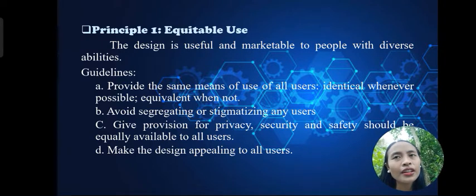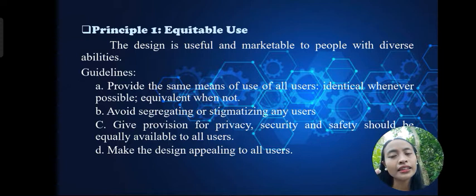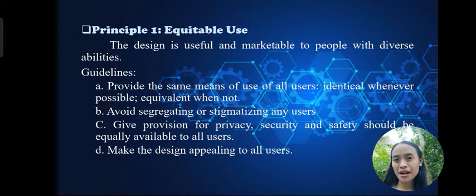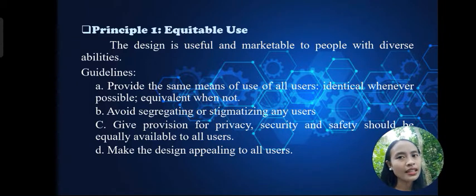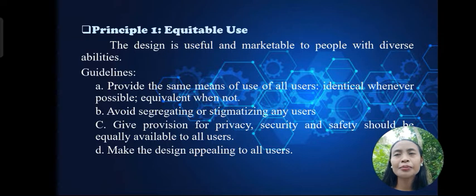In providing the means on paano ito magagamit, in the best possible way, dapat siya ay identical. Kung paanong nagagamit ng isa nating estudyante, the same way na magagamit ito ng isa pa nating estudyante. However, if that is not possible, hindi man magkatulad na magkatulad, dapat is magkatumbas. Meaning, yung pagkakagamit ng isa nating estudyante, iba man dun sa isa, is parehas lang din ng amount. By that, parehas nilang mare-receive yung equivalent or equal privileges. Okay? The next one is avoid segregating or stigmatizing any user.